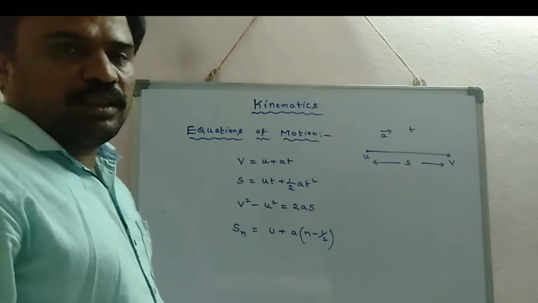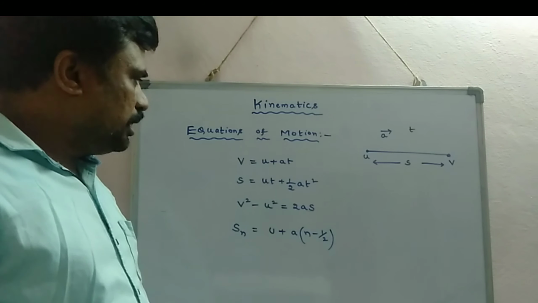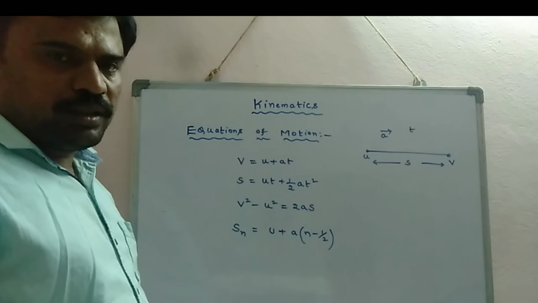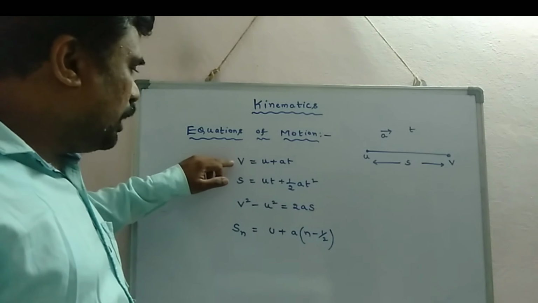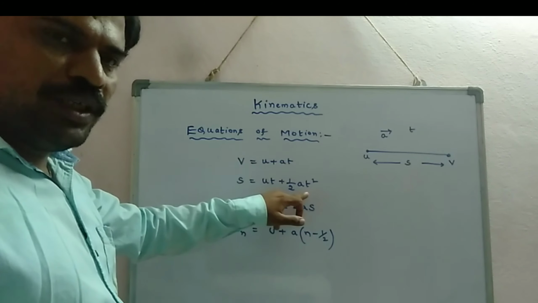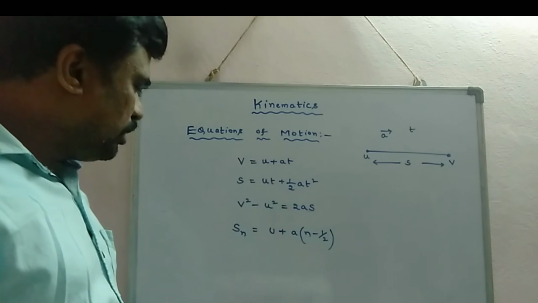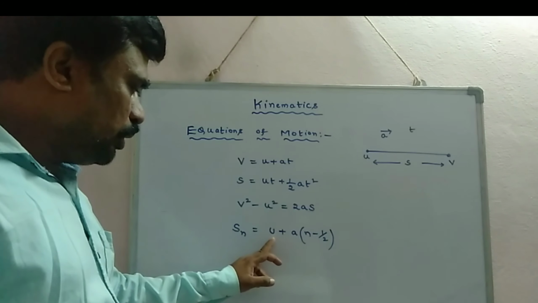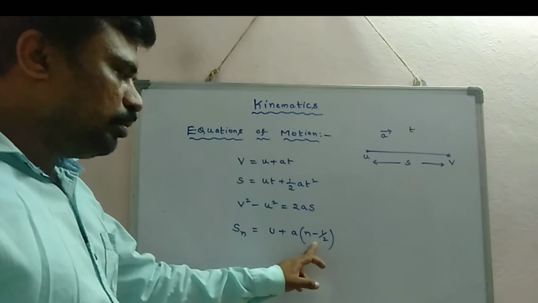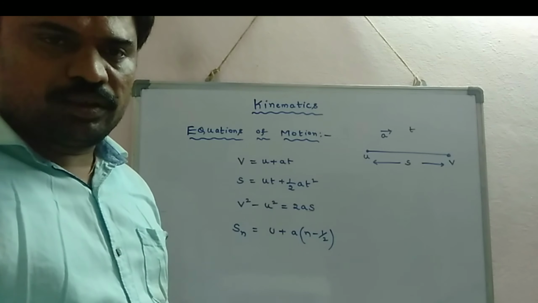Now let us learn some formulas in kinematics. You can see 4 formulas I have written on the board. V equals U plus AT, S equals UT plus half AT square, V square minus U square equals 2AS, and Sn equals U plus A into N minus half. These are called equations of motion.